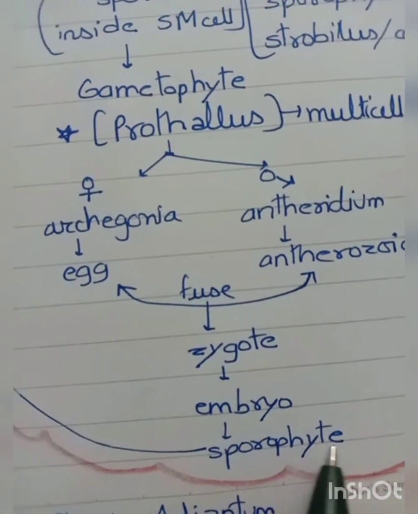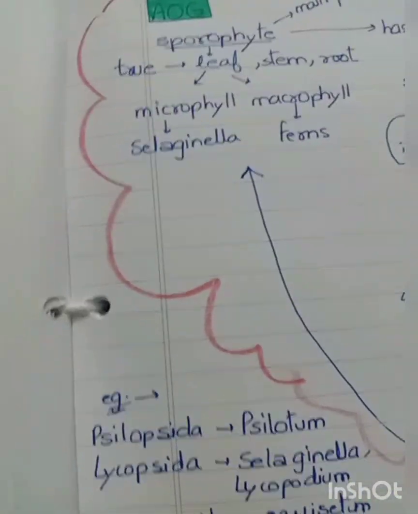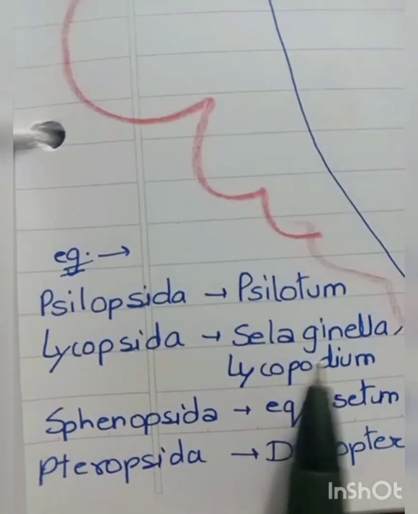the sporophyte, that is the main plant body. Right? It's the same thing. Now, this thing is mentioned in the NCERT and it's very important.